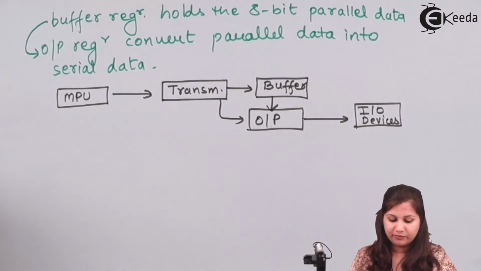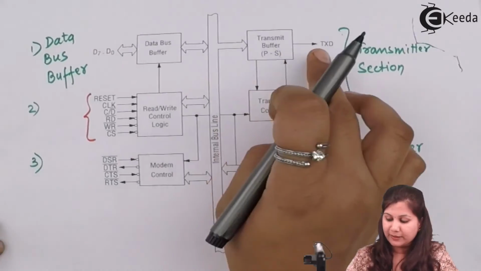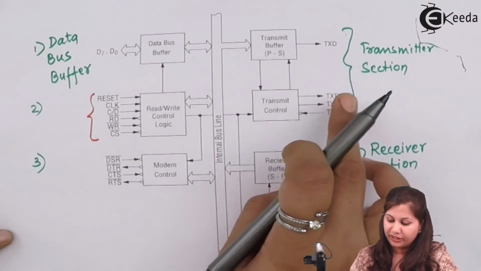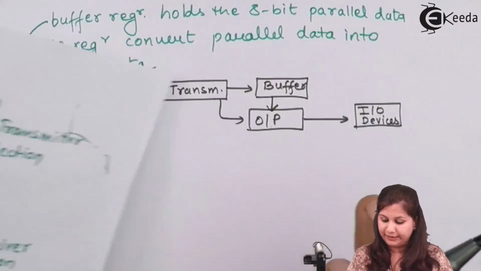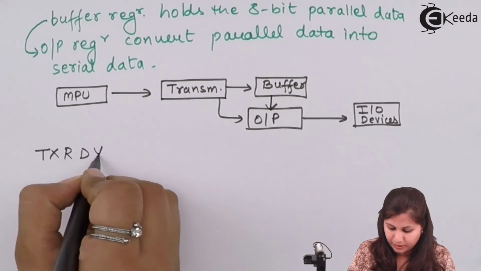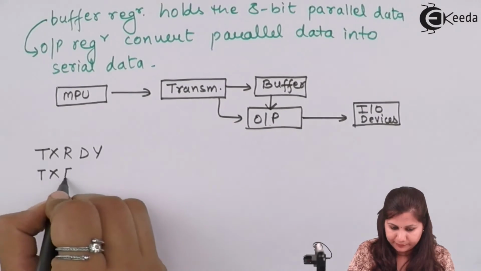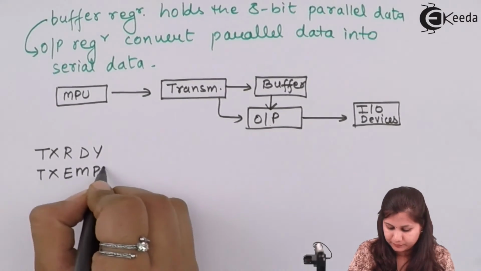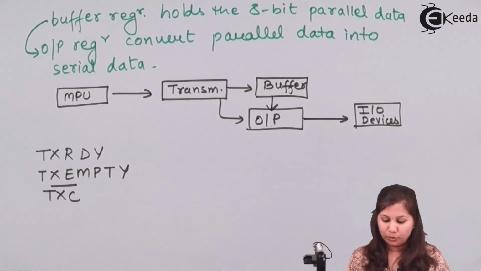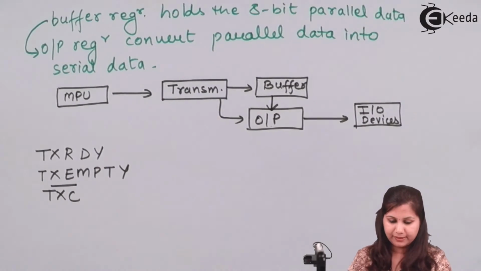Data is transmitted through the TXD pin. In the transmit control we have three signals: TX ready, TX empty, and TXC. So what is the function of these signals?